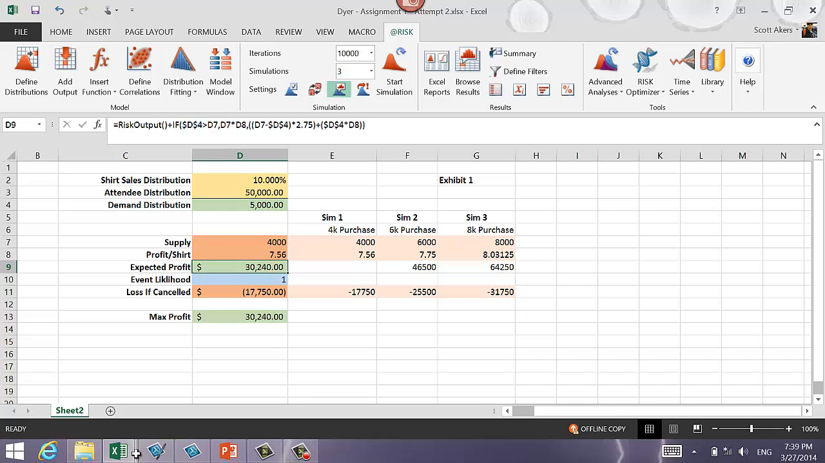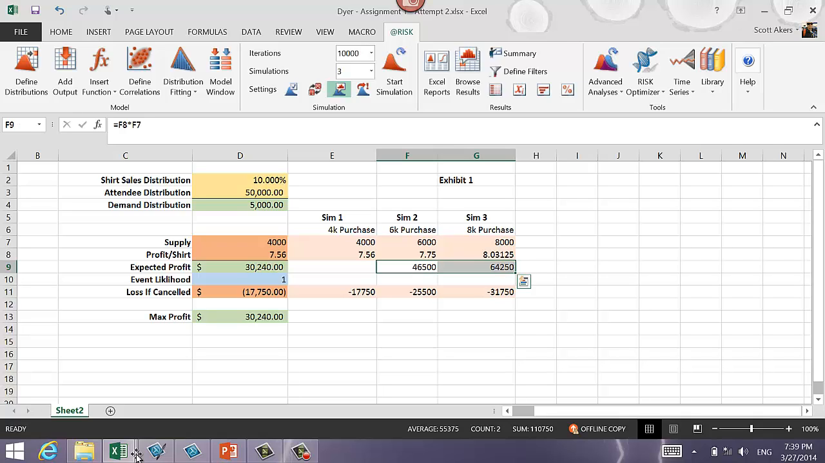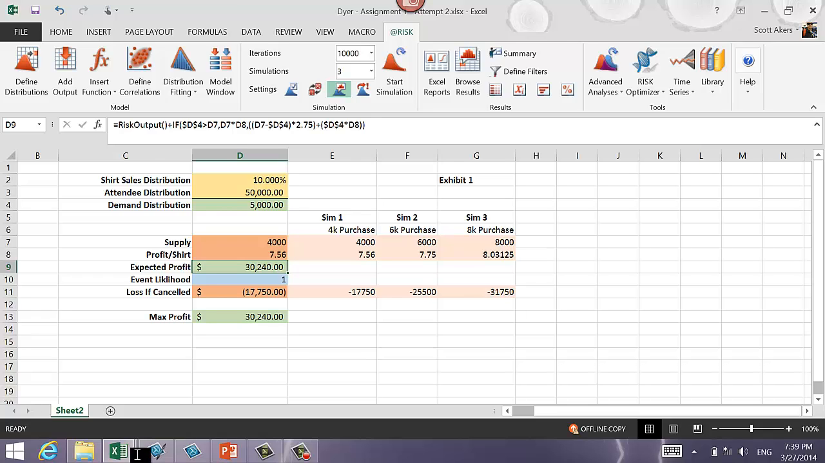Okay. So hopefully you have a solid grasp on that right now. Why is there nothing listed in Sim 1? What do you mean? Oh, you just dragged a number across. Okay, sorry. No problem. So that's your risk output.